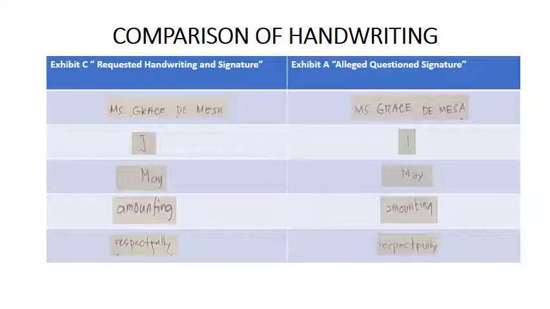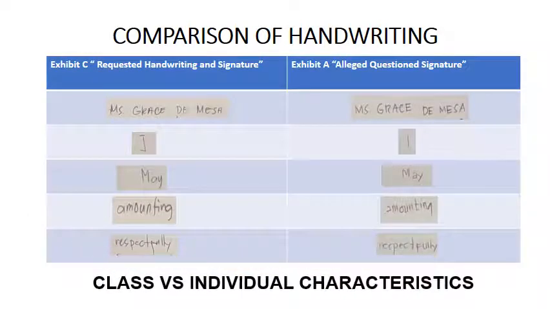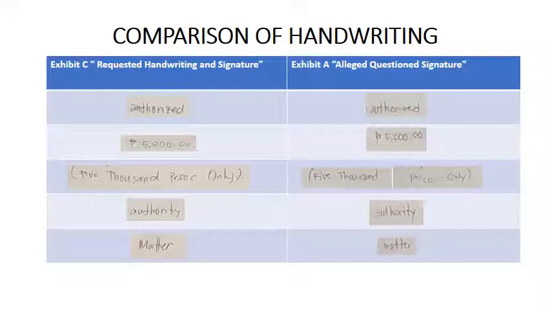So we compare word by word. We observe which is ostensibly suspicious or questionable, which have big differences in the individual characteristics. You can notice the size and shape, the manner of writing, the loops and pressure areas, and we can emphasize the changing of diacritics and other class writing characteristics.